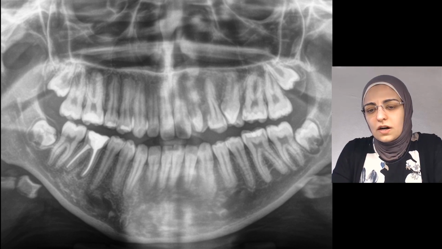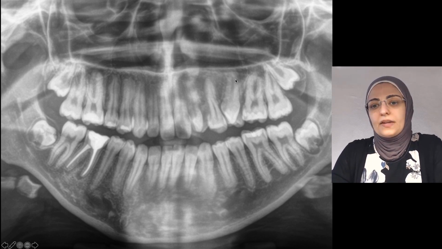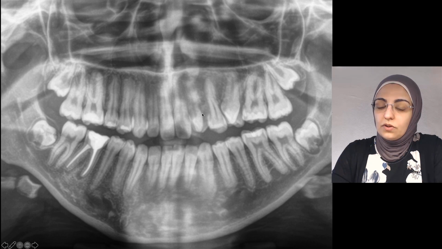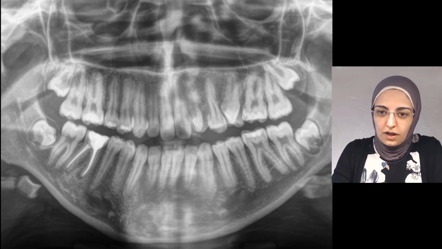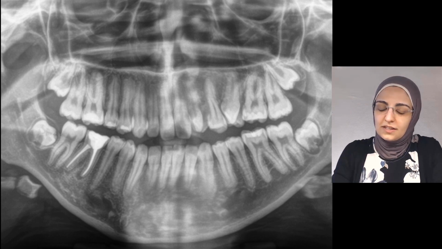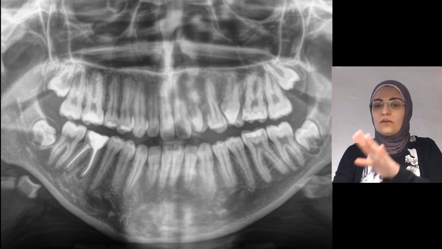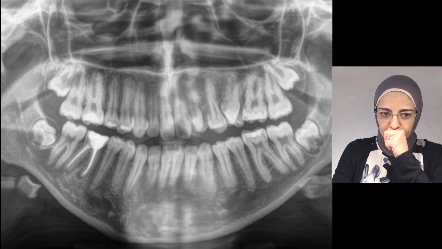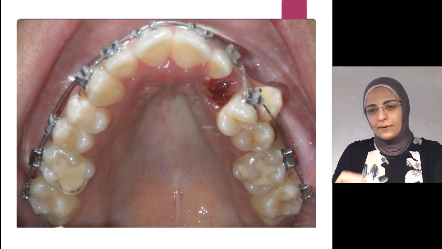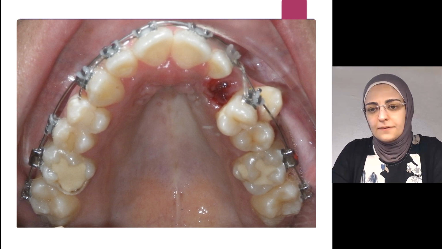Our options here are either to accept it and keep them transposed, or, if it's a crowded case, we can extract the 4 and bring the canine where it belongs. Or if we want to be heroic, to orthodontically try to move the canine where it belongs, but that's not very easy, and we get the canine outside the bone and not very good. So in this case, we decided to accept it.